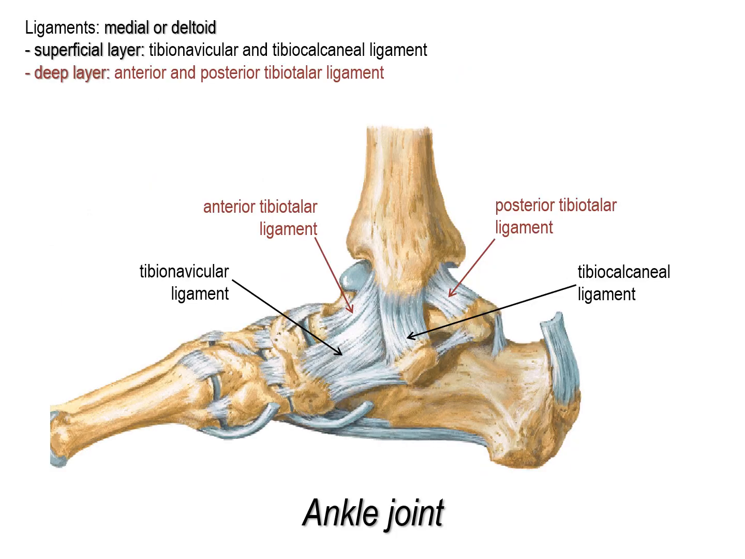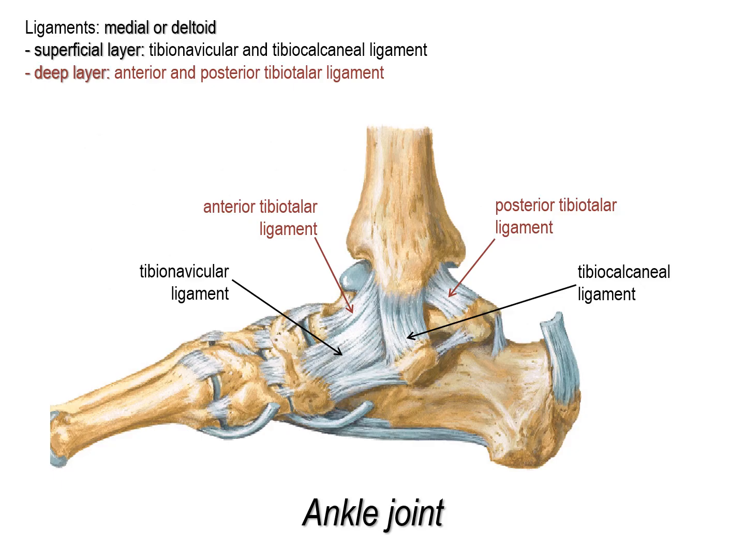This joint is synovial and also has an articular capsule. Articular capsule consists of fibrous and synovial membrane. The ligaments of this joint are divided into medial and lateral group. The medial ligament is named deltoid ligament because of its shape. The medial or deltoid ligament consists of two layers, superficial and deep.